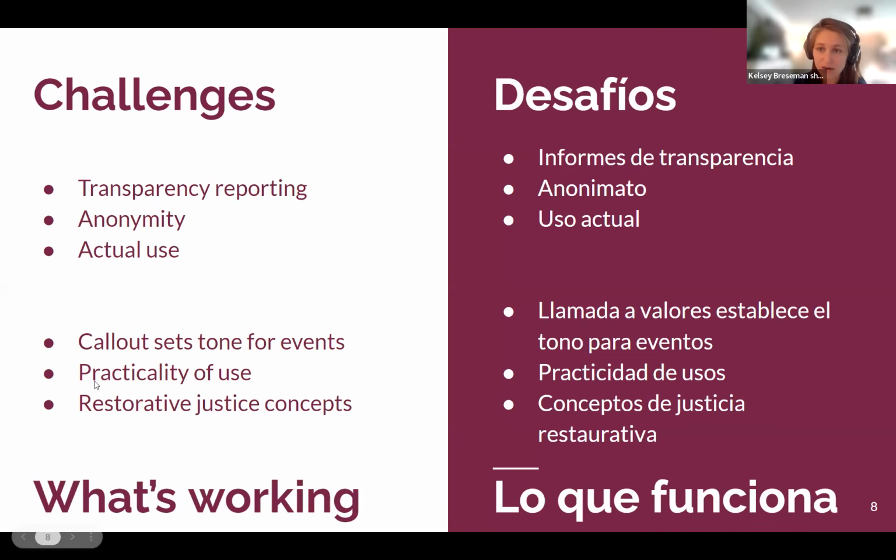Practicality of use has been great. It's really cool to be able to see, just as a reference, oh yeah, I was uncomfortable in that meeting, here's what we might do. And some of these restorative justice concepts of thinking through how to take a challenging conflict and move through it together, based on our shared goals and values and our individual goals and boundaries.